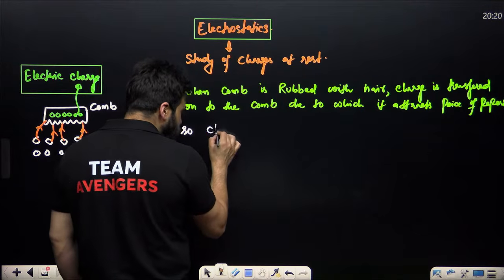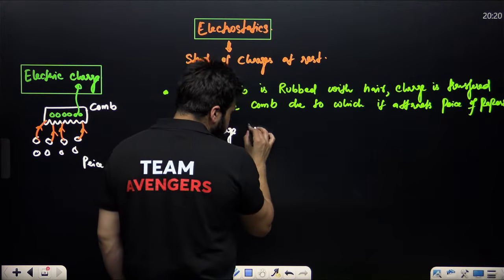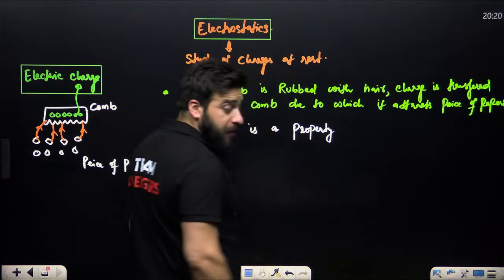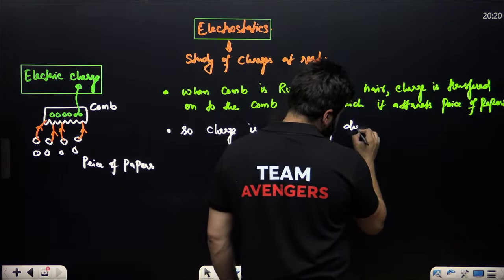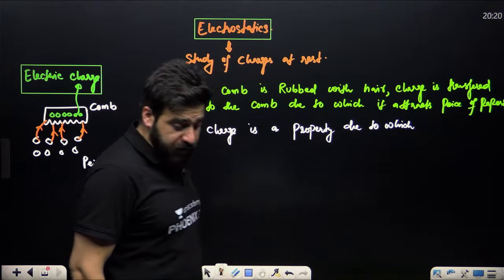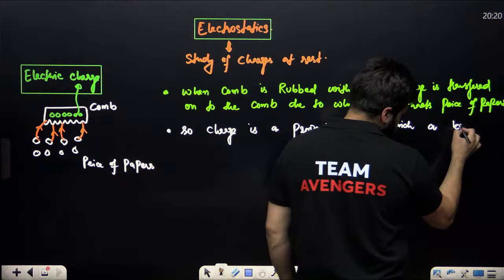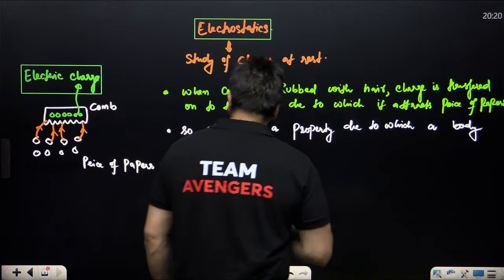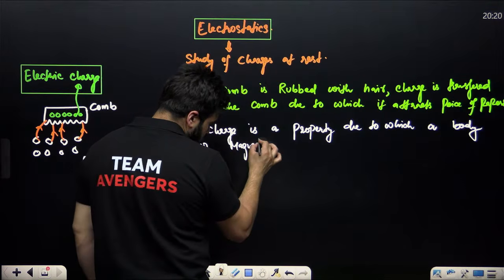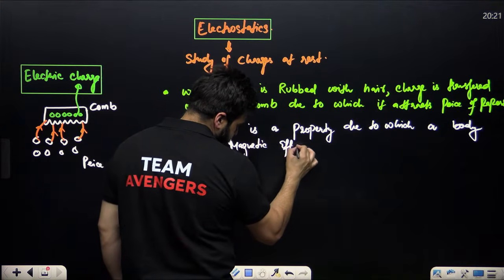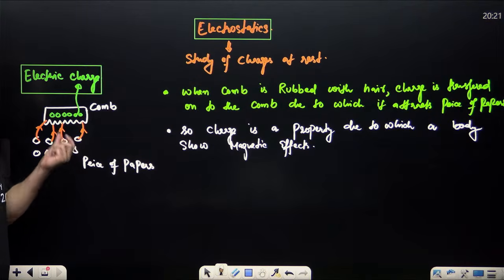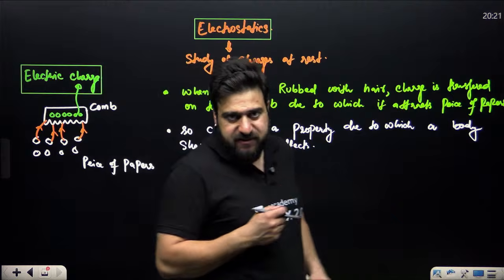So charge is a property due to which a body shows magnetic effects. So because of this charge only, this attraction is taking place. So this attraction is what we call the magnetic effects.